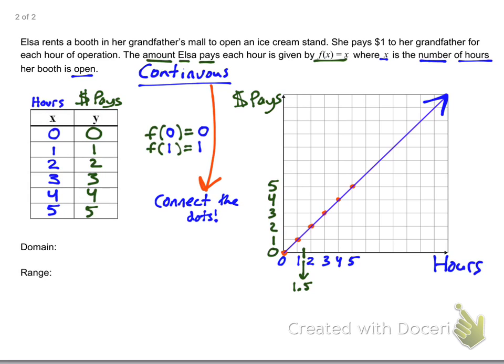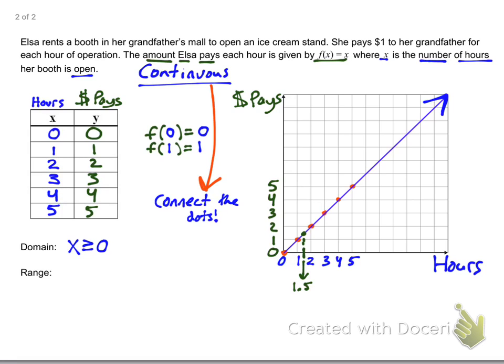Let me show you real quick. If we ask the question, could she have 1.5 hours? Now I see, if I follow that dashed line directly up, yes, 1.5 is on the function. It's a part of the domain, and so that makes sense because she could have 1.5 hours.